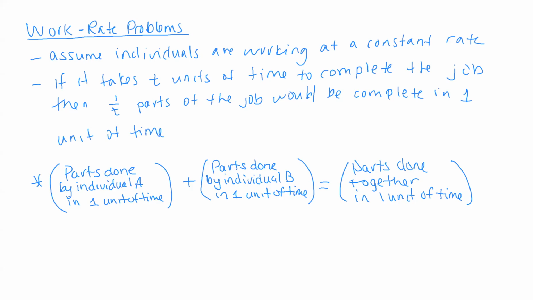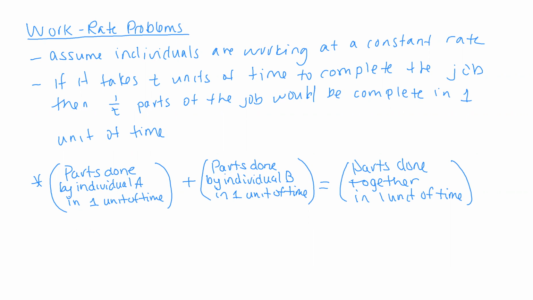Okay, so for this video, I want to go over problems that are called work rate problems. These are classic applications of rational equations, okay? So anytime you get to a unit on rational equations, you're pretty much guaranteed to see a work rate problem. Now, with work rate problems, you're assuming that individuals or machines are working at a constant rate of speed.